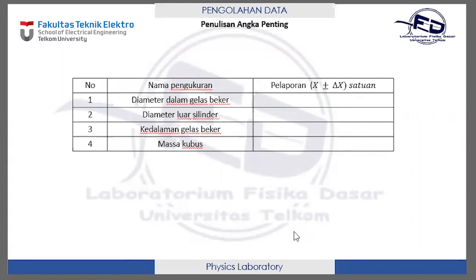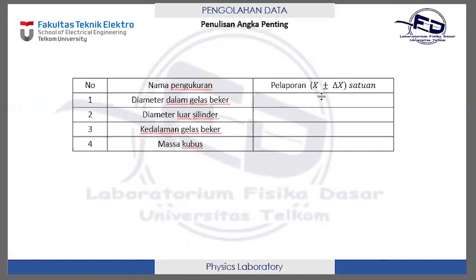Until this time, we have done measuring from calipers to triple beam balance, right? Now you all just have to write down the values of them in this table. For the calipers, we have measured the inner diameter and the depth of the beaker glass and the outside diameter of the cylinder. And for the triple beam balance, we have weighed the mass of a cube.